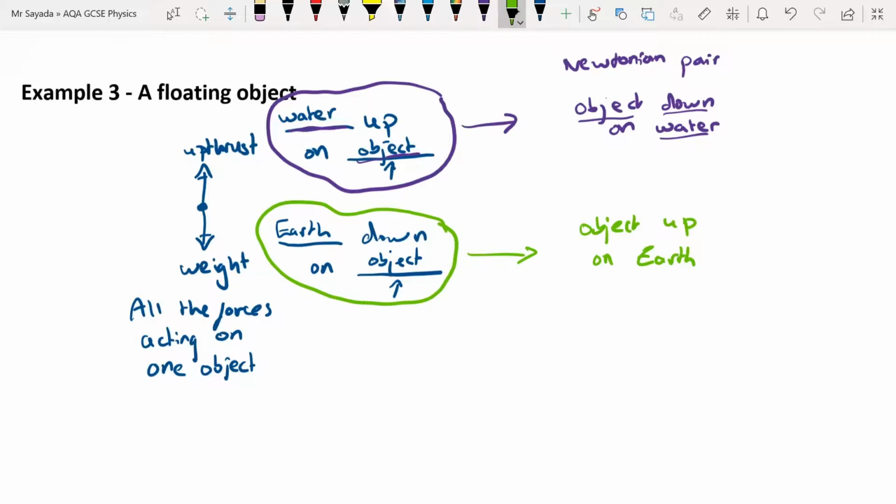What type of force is the force that I've done in green? Say your answer to the video. It's a gravitational force.